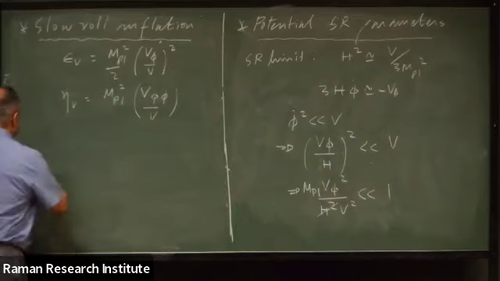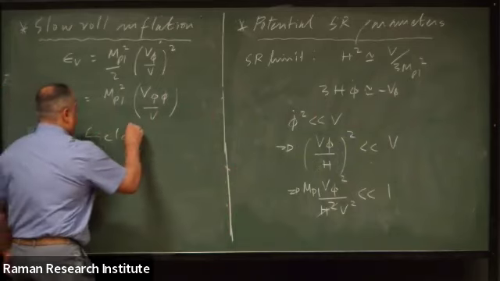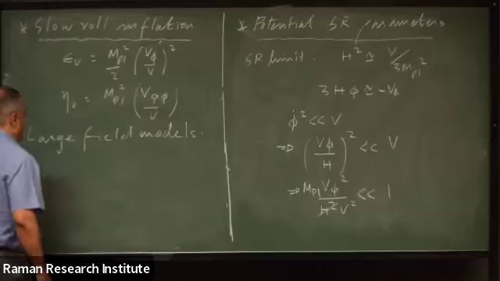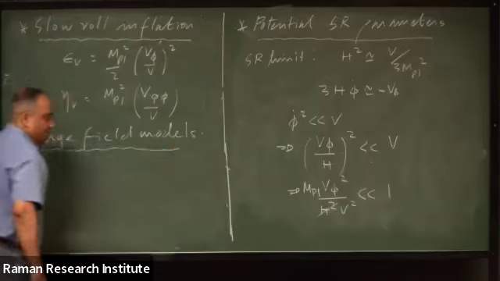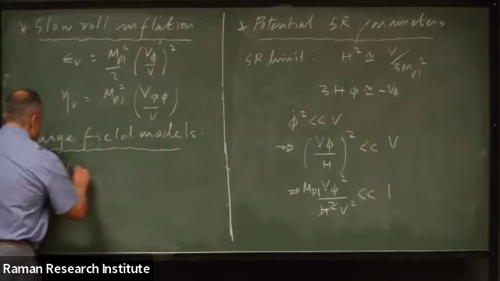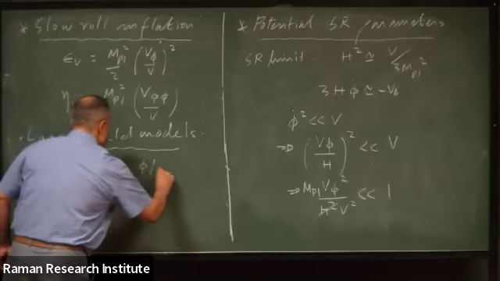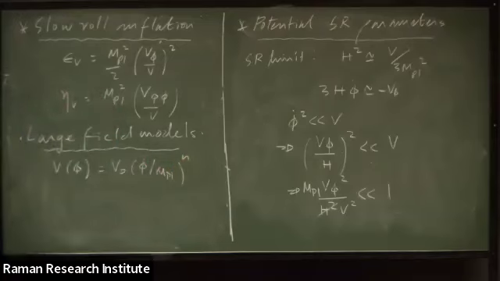We will apply this to some potentials. We will construct what are known as large field models first. It will become clear why these are called large field models. These potentials have the following form: V equals V naught times phi by MPL to the power n. The term large will become clear to you very soon.